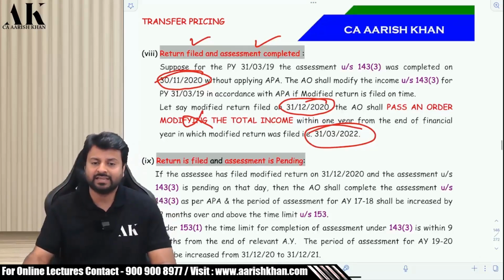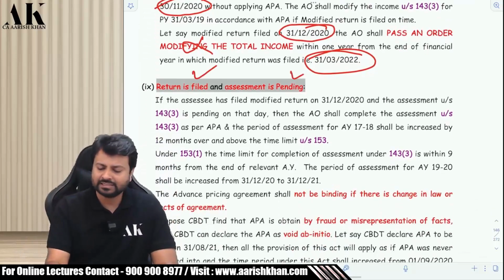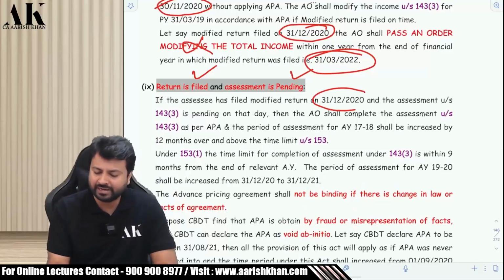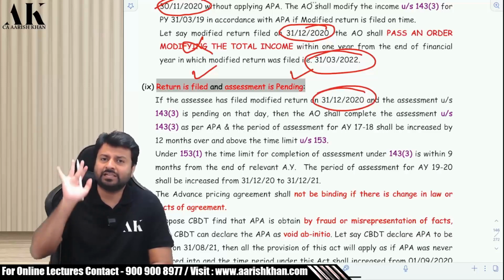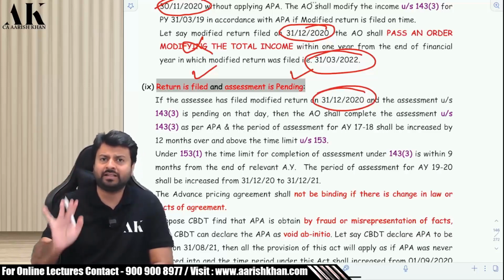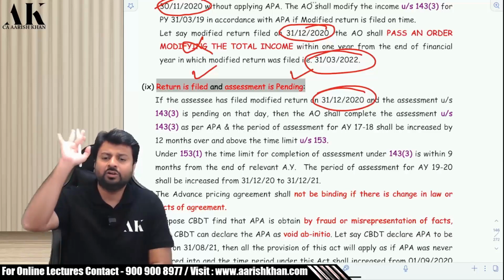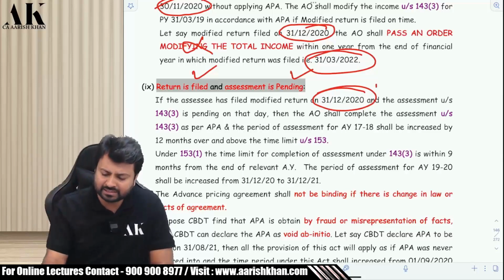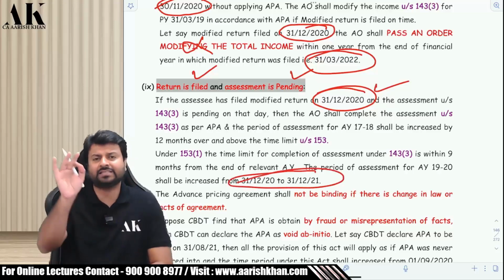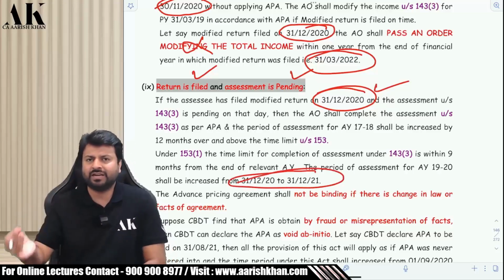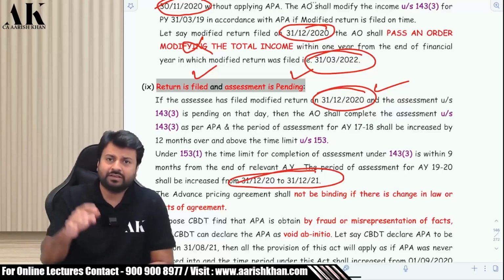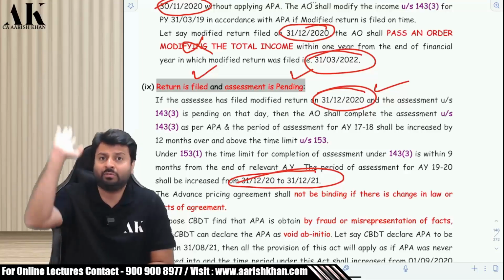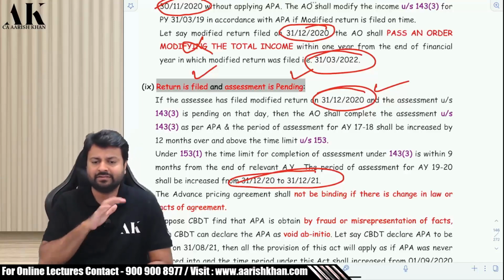Okay. Next. What if the return is filed and the assessment is pending on the date of filing the modified return? Don't worry. You do your job properly. If the assessment is pending on the date of filing of the modified return, that is on 31st December 2020, don't worry. The AO will complete the assessment as per the modified return, and the department will give him an extra year to complete the assessment. Generally it is 9 months from the end of the relevant AY, but in this case the government will give extra time because in between I am filing a modified return. So they should get some extra time and they will get it over here.